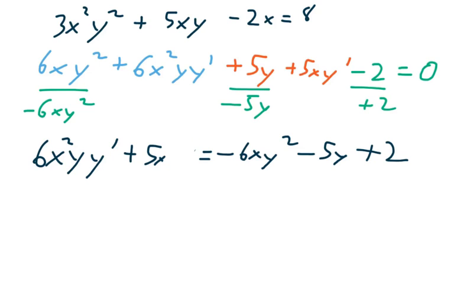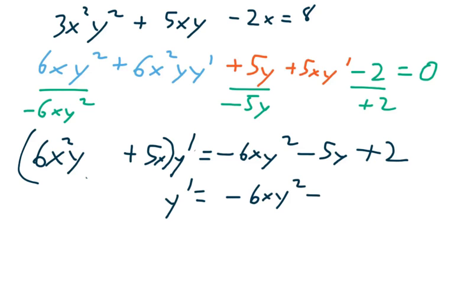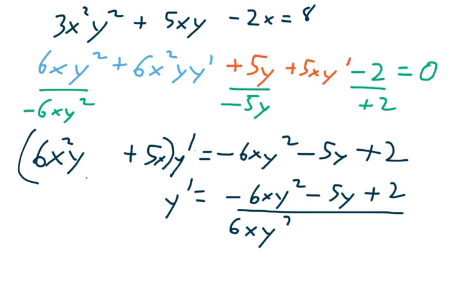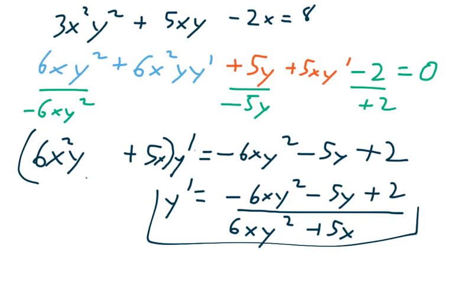I am now going to factor the y prime out of the left side by using an eraser because we had y prime in common. So y prime is now equal to negative 6xy squared minus 5y plus 2 divided by everything that was in parentheses, which is 6xy squared plus 5x. And of course, none of you are going to cancel anything out because that would break the rules of algebra.